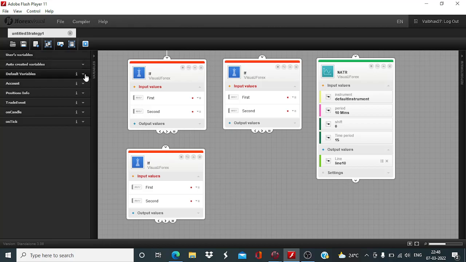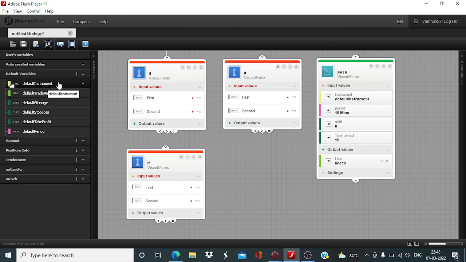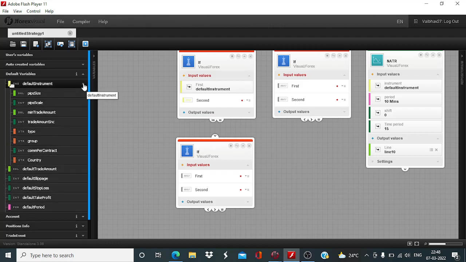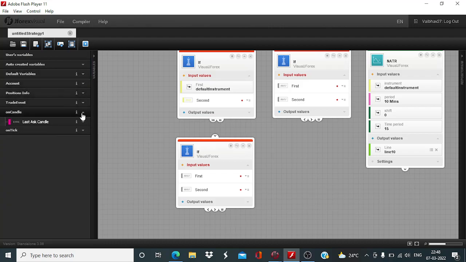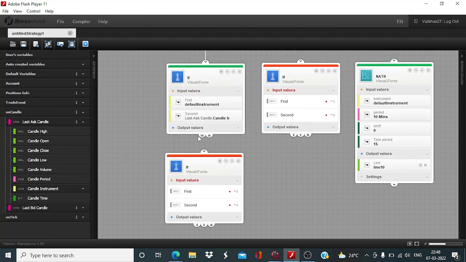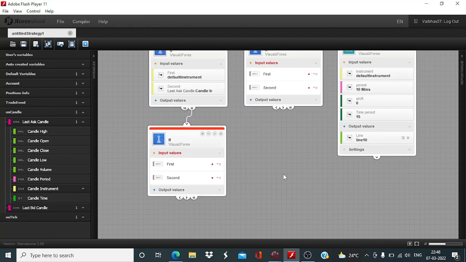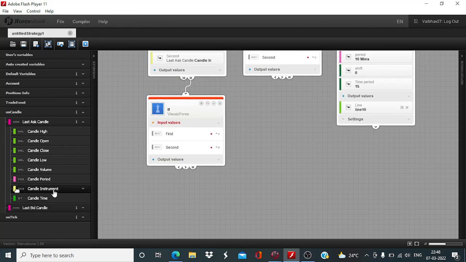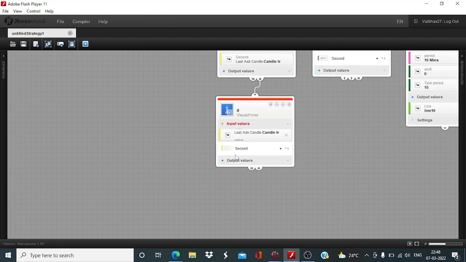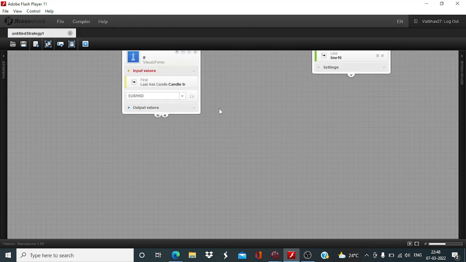Okay, default instrument Euro USD, and it should be matched with the candle instrument. So I will check the candle instrument and compare it to the default instrument, and it should be the same. So first input equals second input, and then the last ask candle instrument should be the instrument which we will manually choose here.